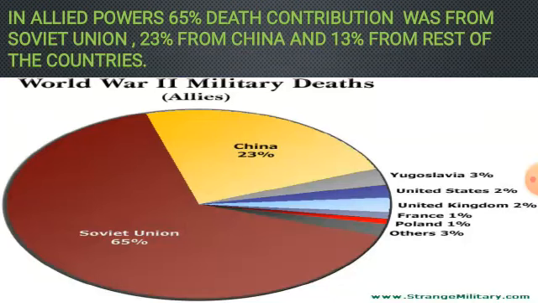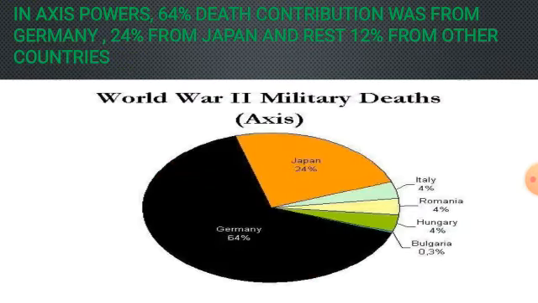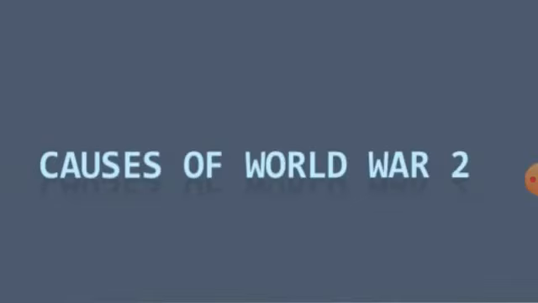In the Allied powers, 65% of the death contribution was from the Soviet Union, 23% from China, and 13% from the rest of the countries. In the Axis powers, 64% of the death contribution was from Germany, 24% from Japan, and the remaining 12% from other countries.